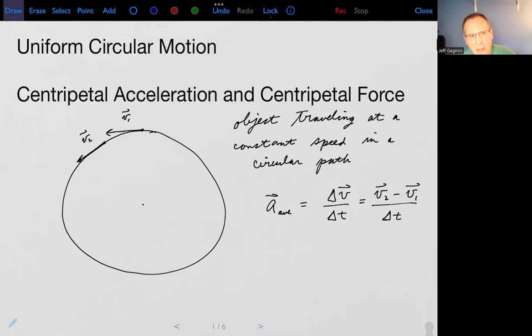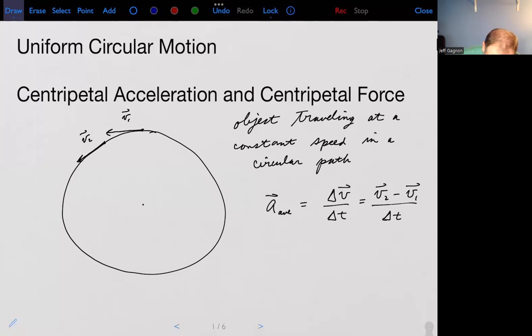We haven't seen this yet with constant speed because we just had one-dimensional motion, right? So we didn't really have a change in the direction of the velocity. But since now this object is moving around the circle, the direction of the velocity is changing.